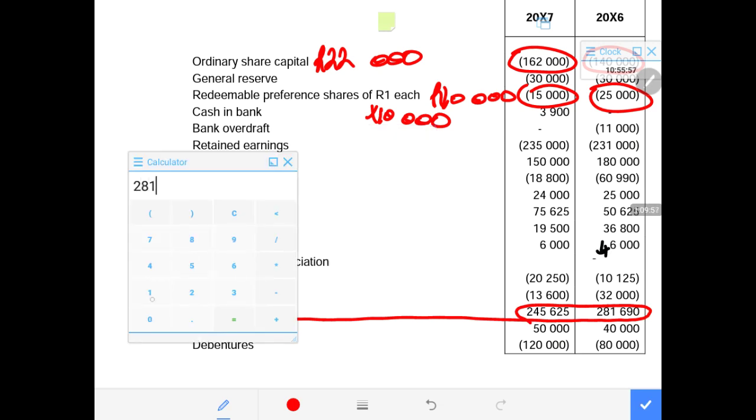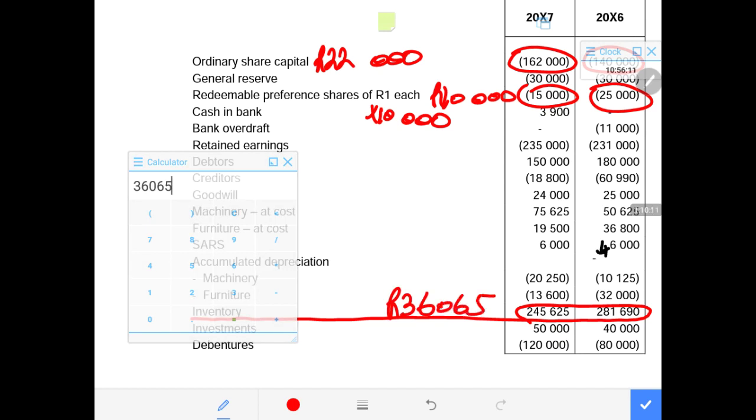Let us look at the decreased amount. It is 281,690 minus 245,625. How much is the decrease? The inventory decreased by 36,065 rands. This is the decrease in the inventory.